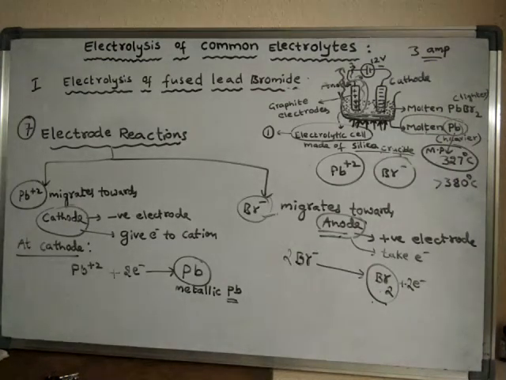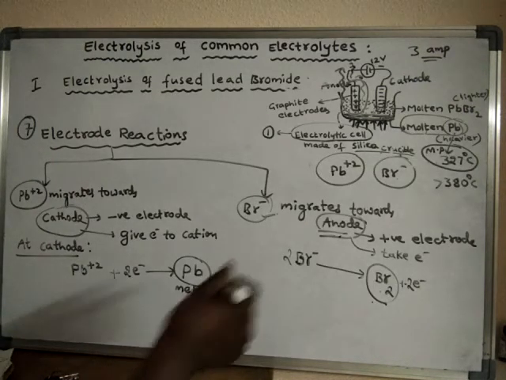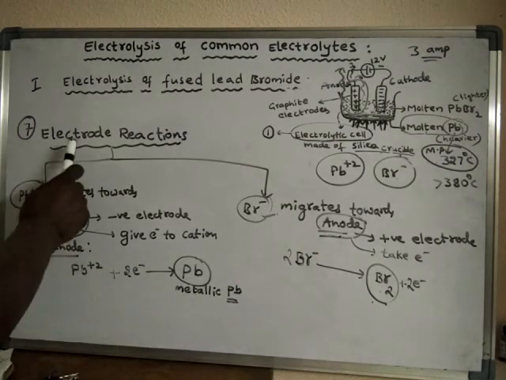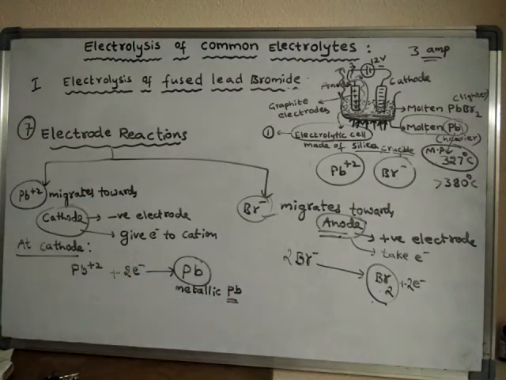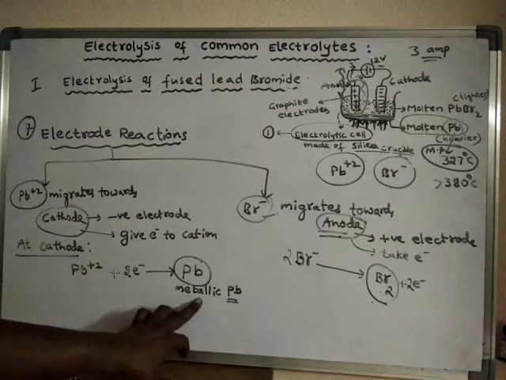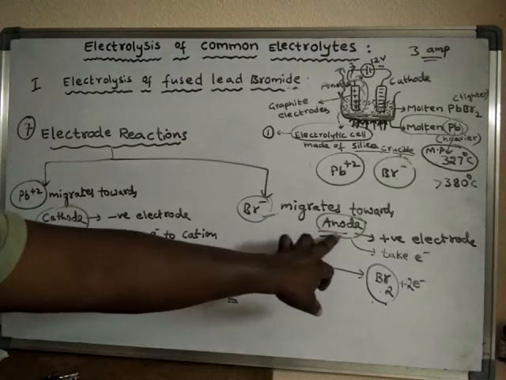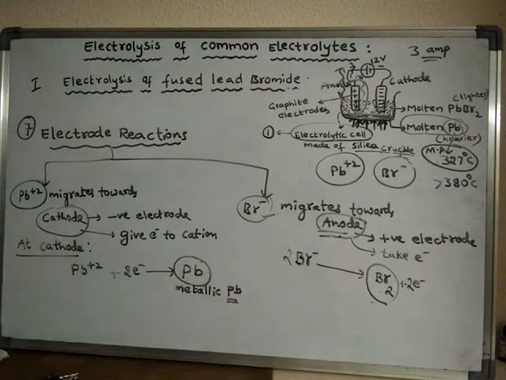Okay. So like this, the reaction at the anode and the reaction at the cathode take place. These two are the electrode reactions which occur, and the product formed at the cathode is metallic lead, which is in liquid form, and at the anode the product formed is reddish colored bromine vapors. Okay.